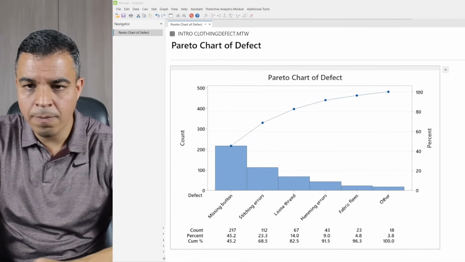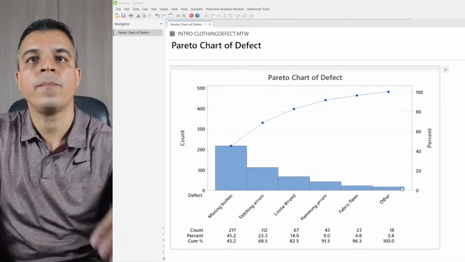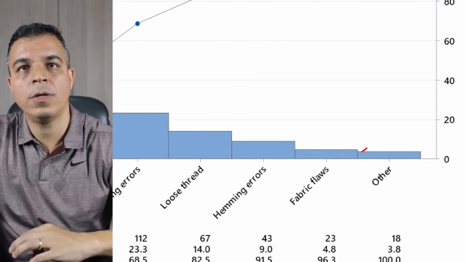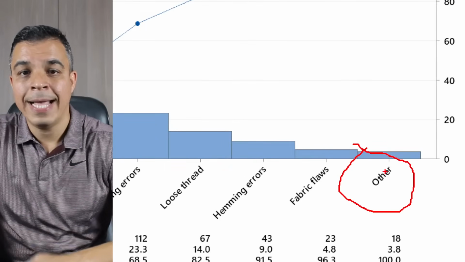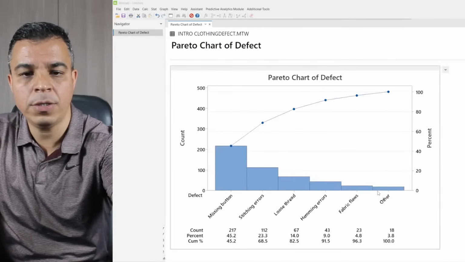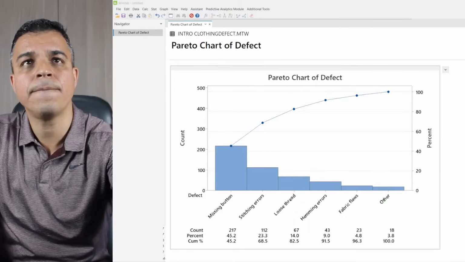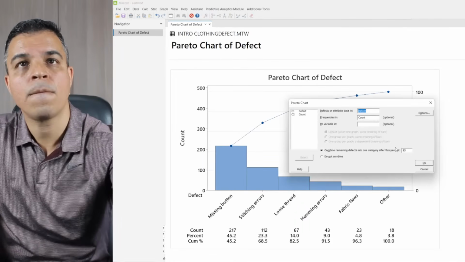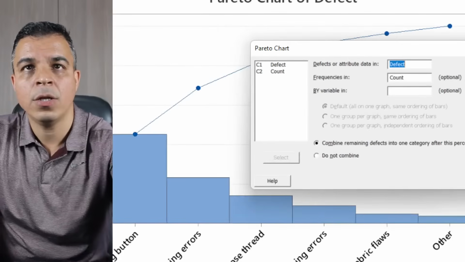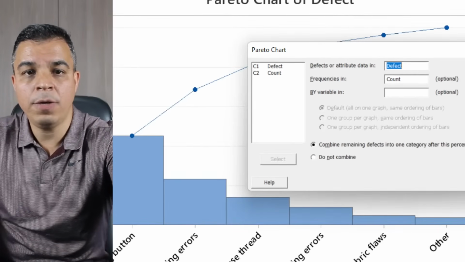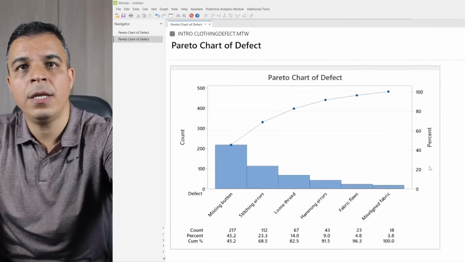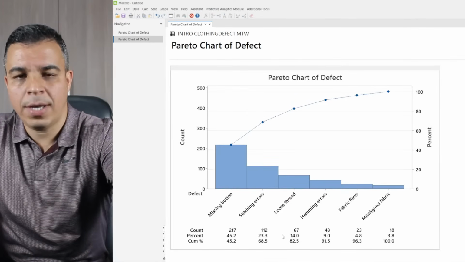Oops, let's see. To find this here, other. In case you don't want to have this other, you can just come and check here. Do not combine. If you switch to do not combine, then you will have all the categories.